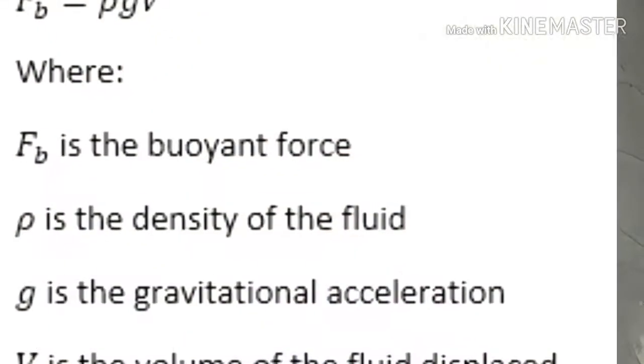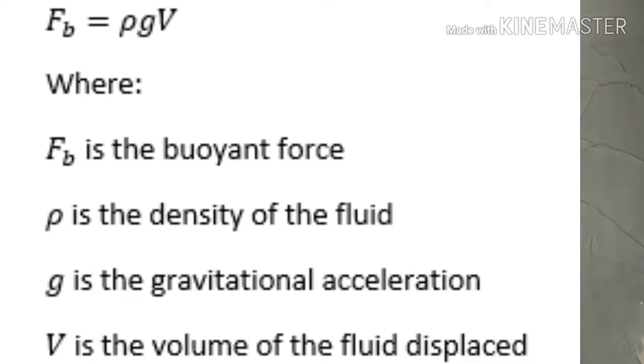But how can we measure the buoyant force? Or in other words, how can we put a number to the buoyant force? The buoyant force is equal to the density of the liquid times V, the volume of what? The volume of the displaced fluid, times the acceleration due to gravity.